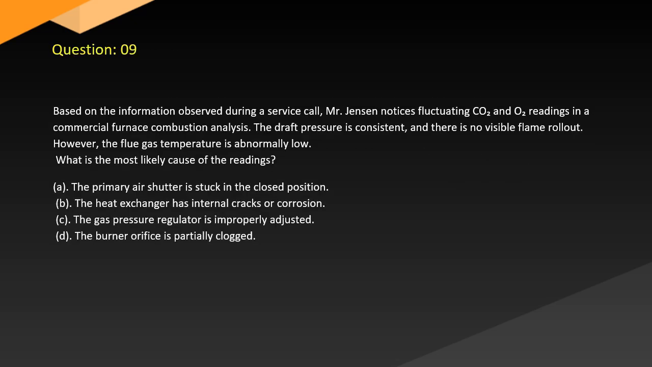Question 9. Based on the information observed during a service call, Mr. Jensen notices fluctuating CO and O2 readings in a commercial furnace combustion analysis. The draft pressure is consistent and there is no visible flame rollout. However, the flue gas temperature is abnormally low. What is the most likely cause of the readings? A. The primary air shutter is stuck in the closed position. B. The heat exchanger has internal cracks or corrosion. C. The gas pressure regulator is improperly adjusted. D. The burner orifice is partially clogged.